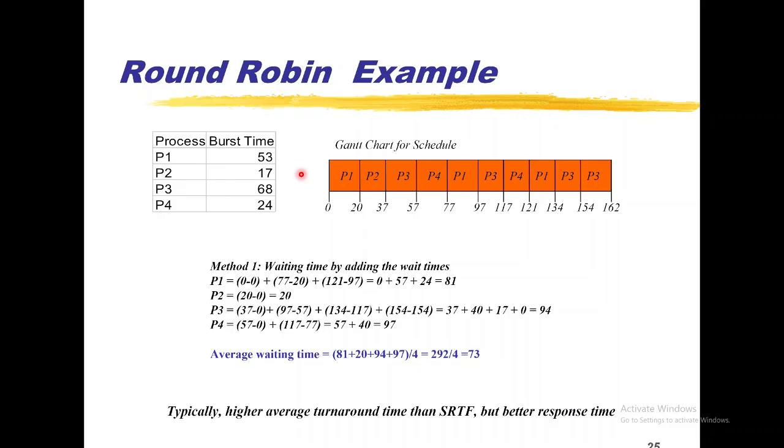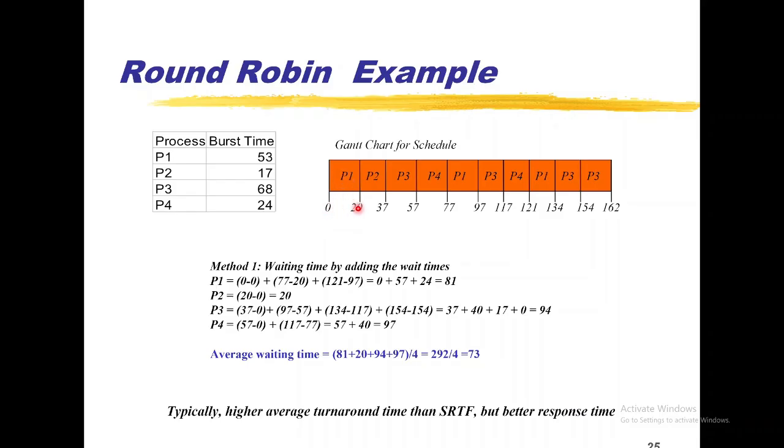We have processes 1, 2, 3, 4. P1 has 53, P2 has 17, P3 has 68, and P4 has 24. Now, this is the Gantt chart. In the Gantt chart, we can see we are giving a quantum here, and the quantum is an average time of 20.